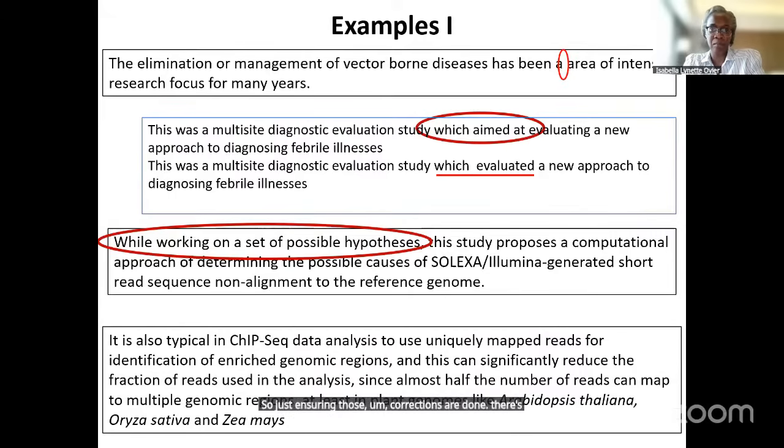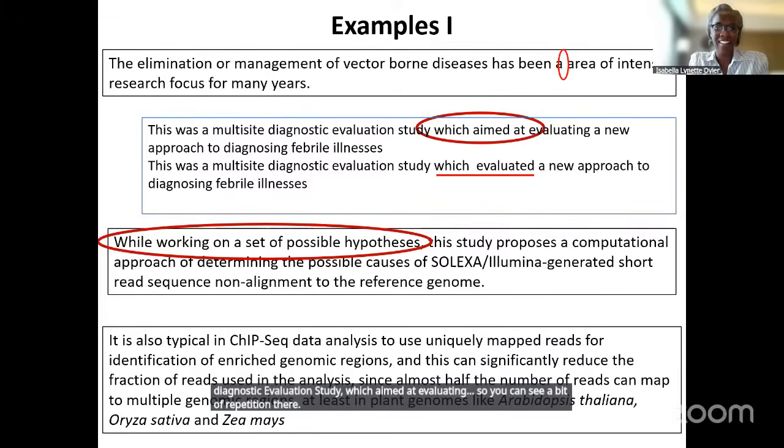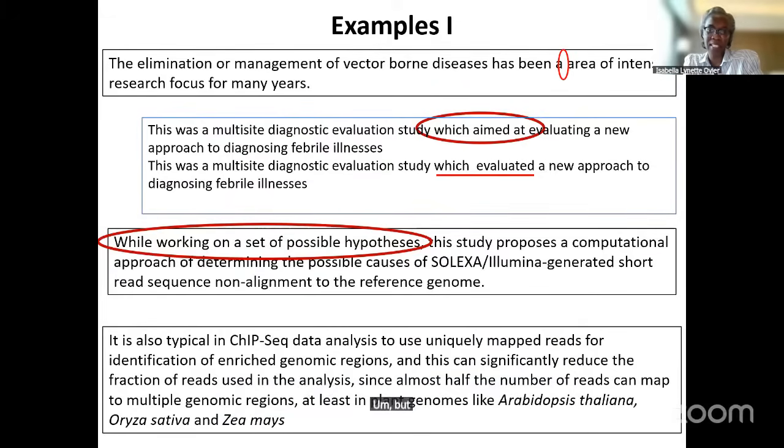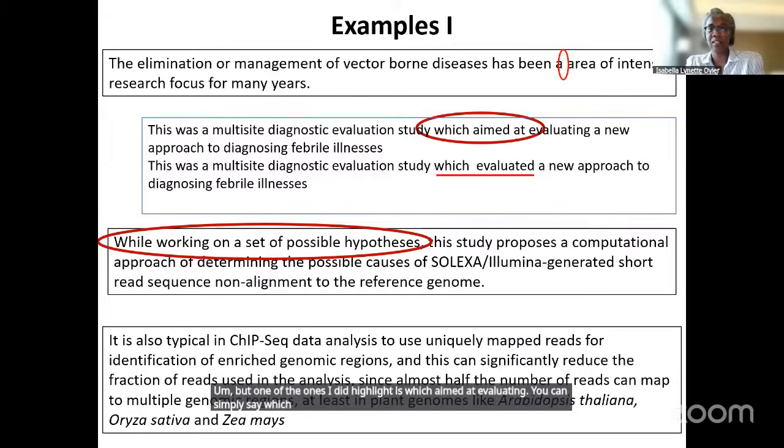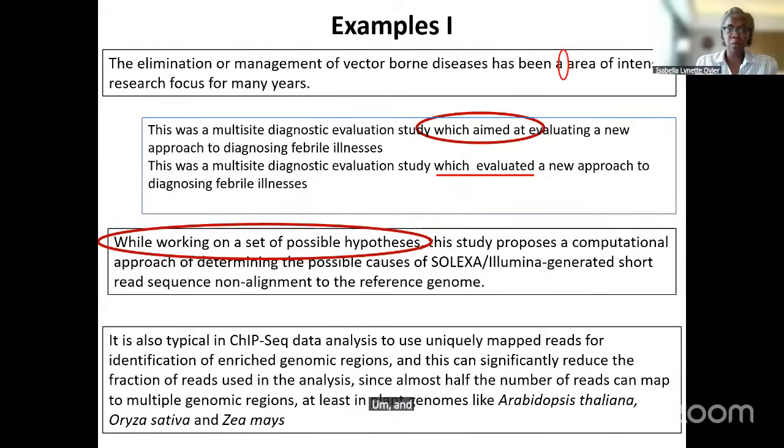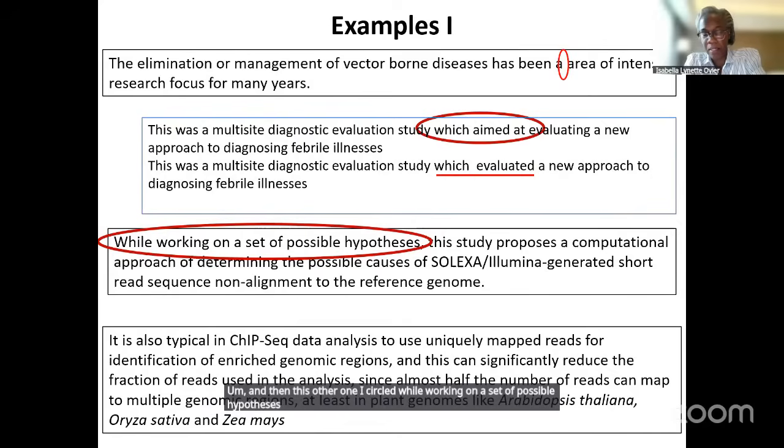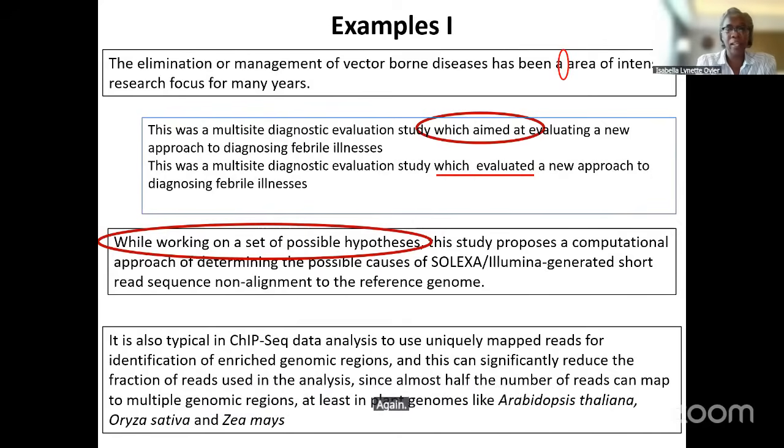There's one here, diagnostic evaluation study, which aimed at evaluating. So you can see a bit of repetition there, evaluation, evaluating. One of the ones I did highlight is which aimed at evaluating. You can simply say which evaluated. Again, just thinking around how you make your writing concise. And then this other one I circled, while working on a set of possible hypotheses, this study, blah, blah, blah. Again, that while working on a set of hypotheses can be removed and your sentence will still make sense, but it'll be clearer and more concise.